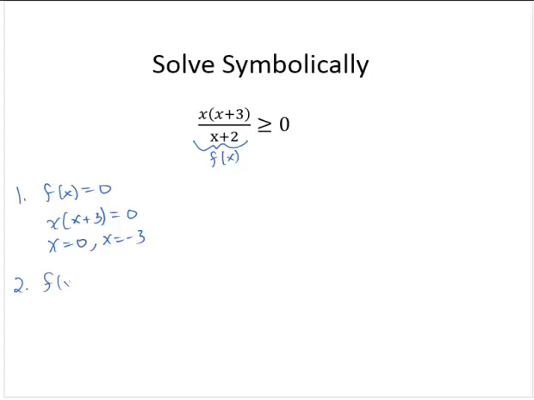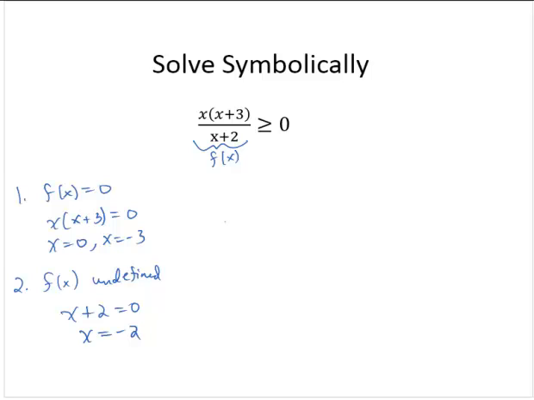Second, where is the function undefined? Notice that there are no common factors between the numerator and denominator. We'll set the denominator to 0, and that implies that x is negative 2.